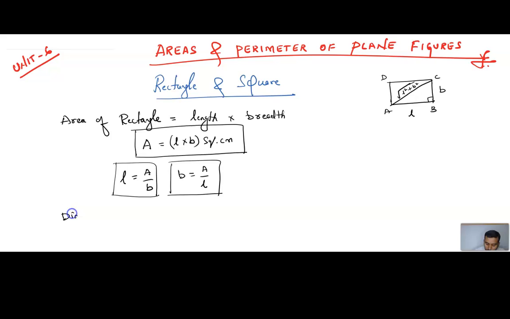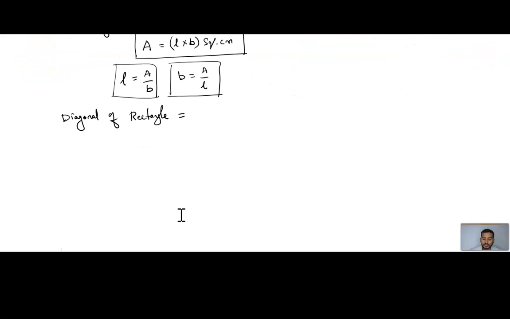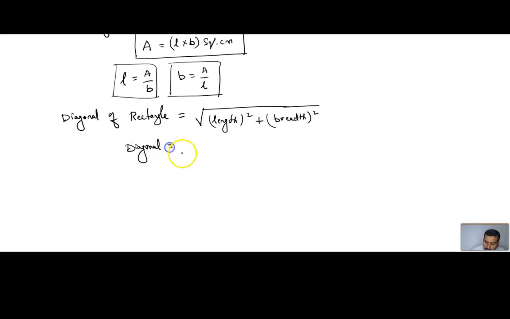Next formula, very important, that is diagonal. The next formula is the diagonal of a rectangle. To find the diagonal of a rectangle, the formula is root of length square plus breadth square. We are just going to apply the Pythagoras theorem for the right angle triangle. So the diagonal of a rectangle is nothing but root of L square plus B square. So this is the formula to find the diagonal of a rectangle. If you know these formulas directly, then easily you can solve any problem.